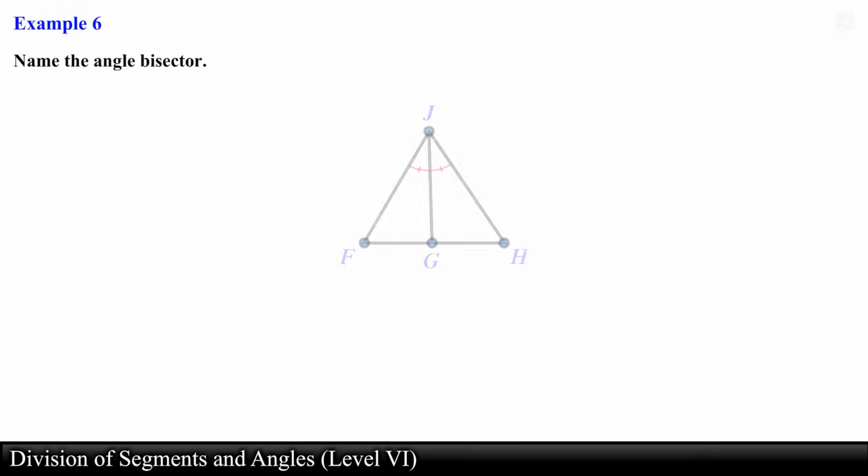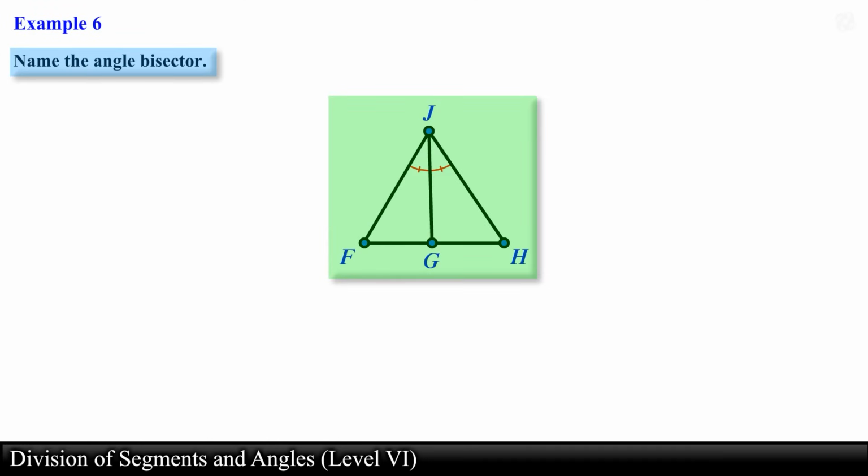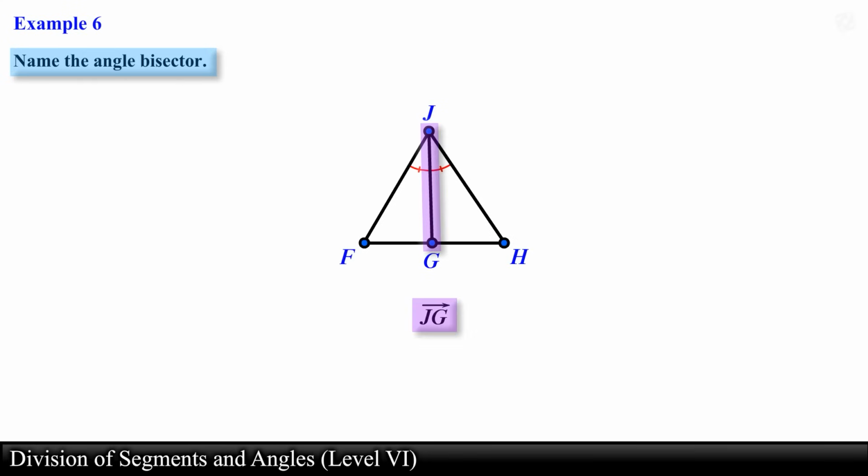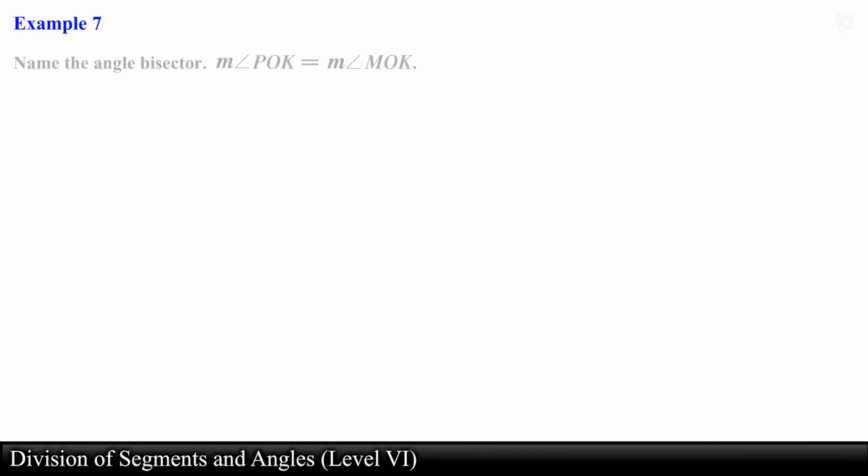Okay, let's take a look at the next example. Name the angle bisector. In this problem, we are asked to determine the angle bisector. Looking at the diagram, we see that angle FJG and angle HJG have matching arc marks. This means that these two angles are congruent. Notice that ray JG divides these two angles. This means that ray JG is the angle bisector of these two angles. And this is our final answer. Alright, let's move along to the next example.